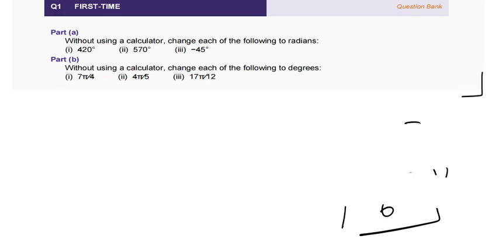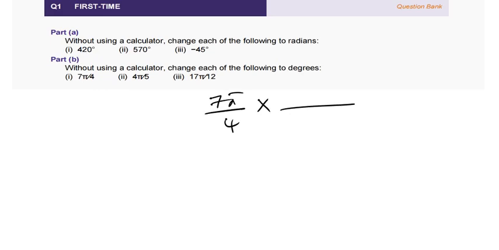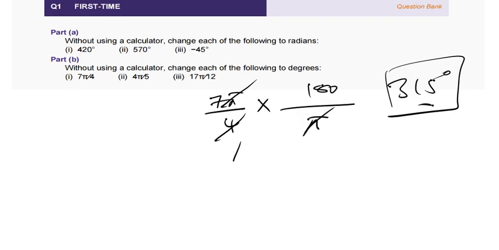Now when converting from radians to degrees, like I've said, it's the opposite. So the first question is 7 pi divided by 4. The pi will be down, 180 will be on top. So pi and pi will go. 4 here, 1. 4 into 180, it should be 45, right? So 180 divided by 4 is 45. Now 45 times 7 is 315. So 315 degrees is my answer in this case.